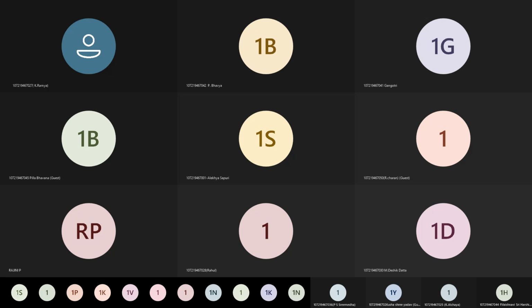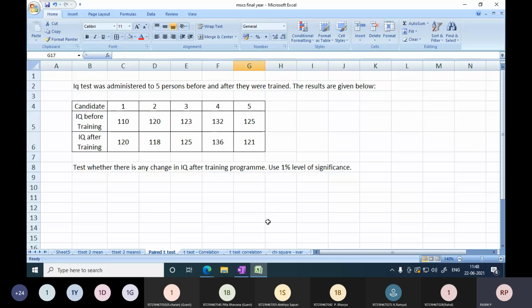...were trained. The results are given below. This is the data. They have taken 5 students, and for these 5 students they have given a training. Before training, their IQ levels are this much, and after training, their IQ levels are this much. Now they ask you: test whether there is any change in IQ after the training program. Use 1% level of significance.